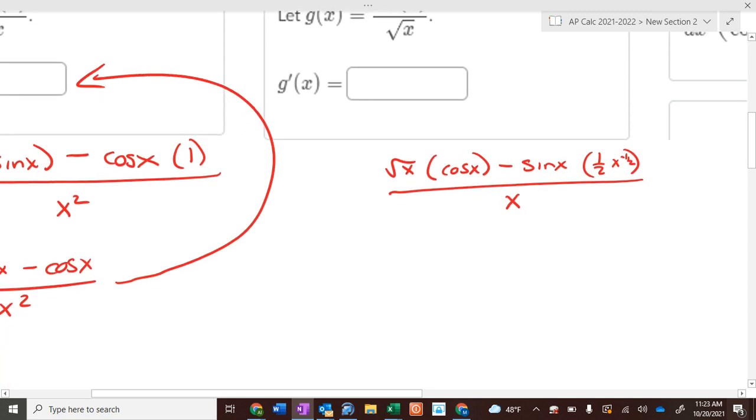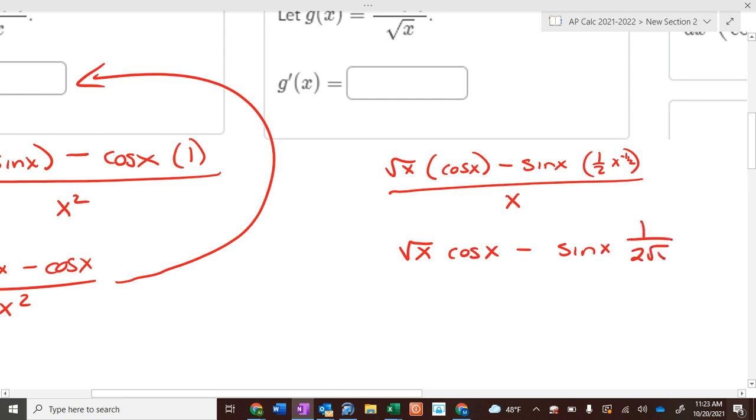Now, this is where it gets a little tricky. In the old days of me teaching calculus, I was really a jerk about all this, but I'm older, wiser, and not so much of a jerk anymore. But you still need to figure out how to simplify this so you don't have a fraction in a fraction. So it's basically sine of x times 1 over 2 square root of x, over x, okay?